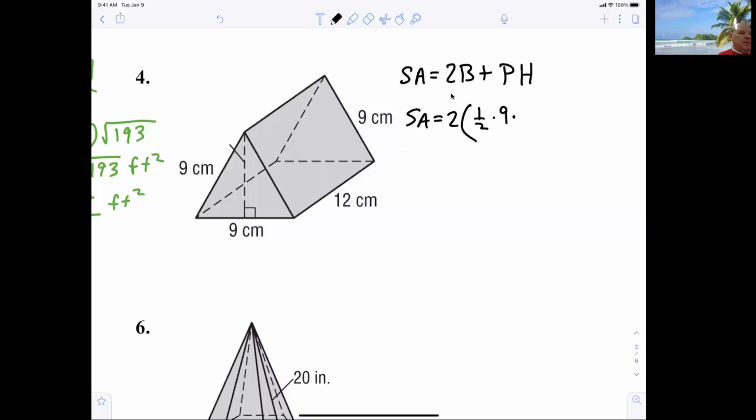Tell me the 7.8. How do we not know it's 4.5 radical 3? How did you not know that? 4.5 radical 3. That's the height. How did you not know that? Thank you. 4.5 radical 3. Now we can move on.